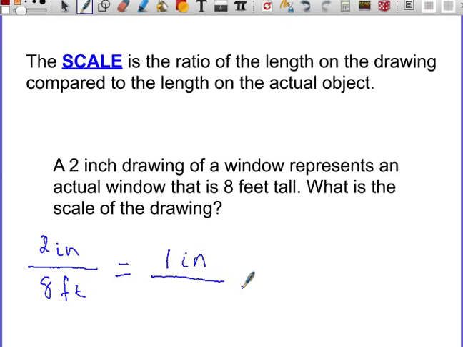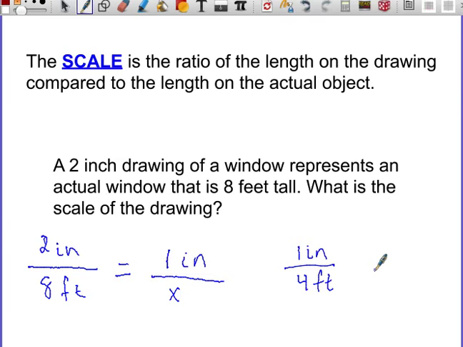This is a pretty easy example to see what we need to do, but some of them will be a little more difficult. You can always set it up as a proportion and then use the fish method to solve for x. In this case, 1 times 8 is 8. 8 divided by 2 is 4. So the scale would be 1 inch over 4 feet. So every inch on the drawing represents 4 feet in real life.